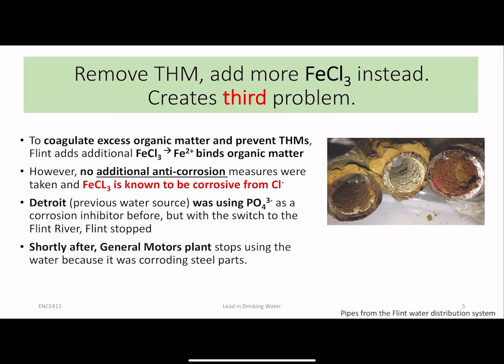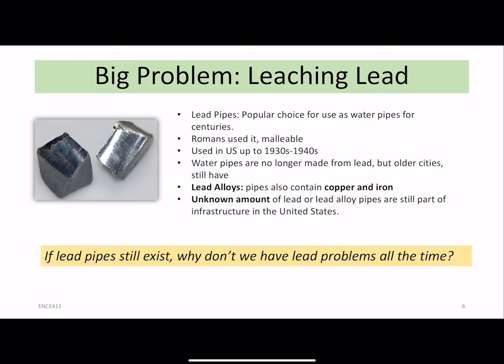So after doing that, the corrosion started, and General Motors had a plant in Flint, and they stopped using the water because it was corroding the steel parts in the plant. And that's the big problem. Why do they have these problems? Because they had pipes made of lead.